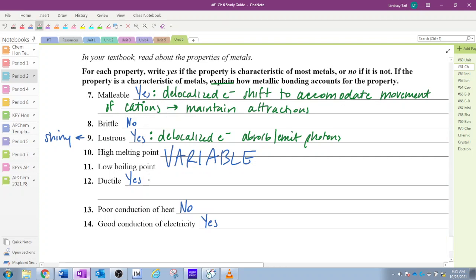So for ductility, I'm just going to say see number 7 because it's the exact same issue, except in ductility you're stretching it into a wire as opposed to pounding it into a sheet, but it still is movement of the cations based on you applying a force. And hey, no problem. Delocalized electrons roll with it. They'll fill in and move wherever they need to keep the attractions.